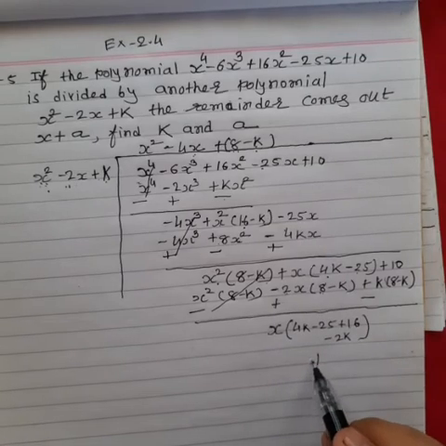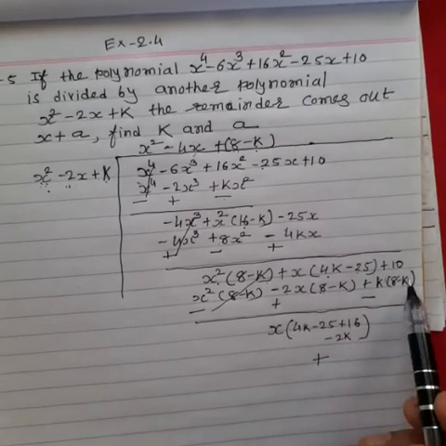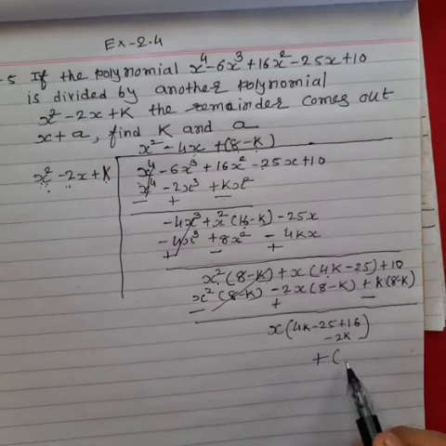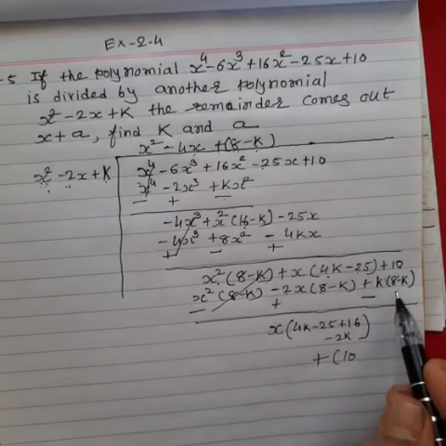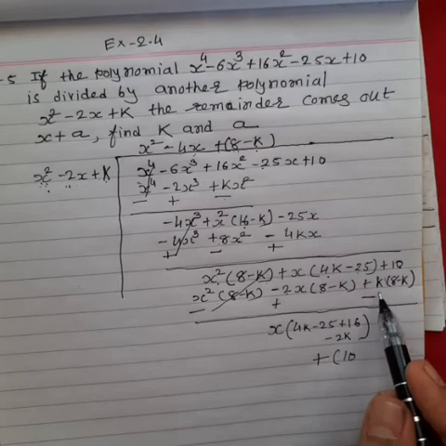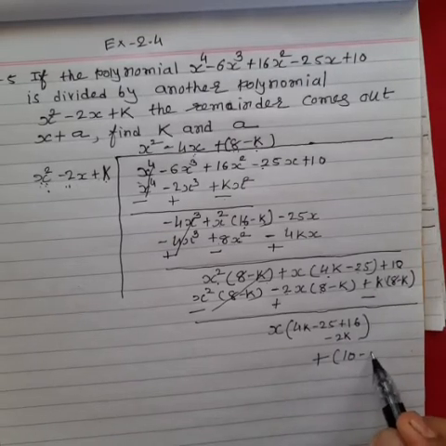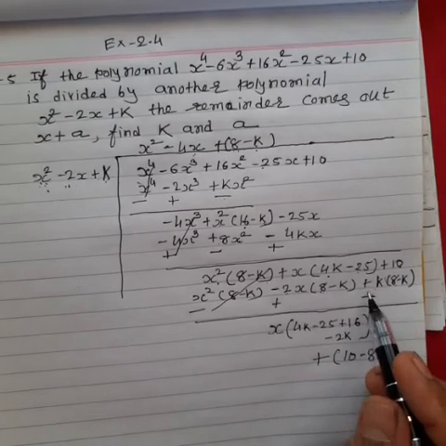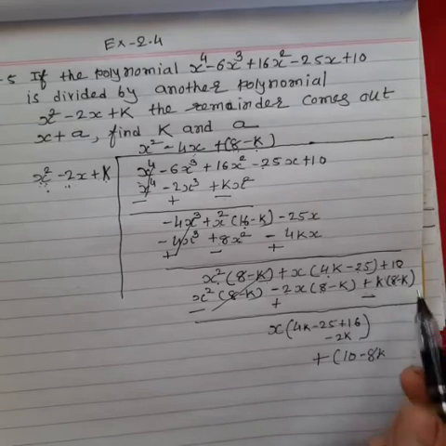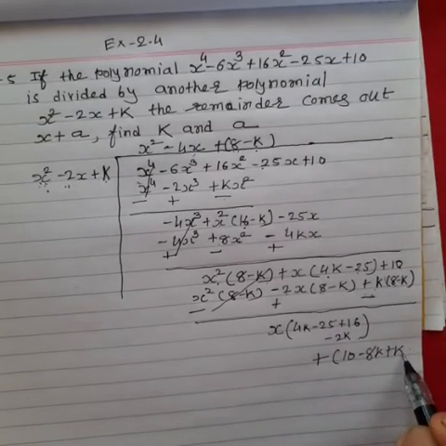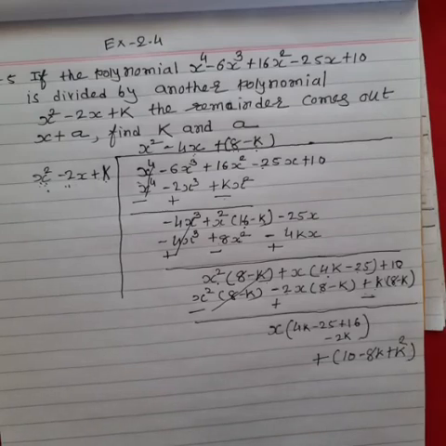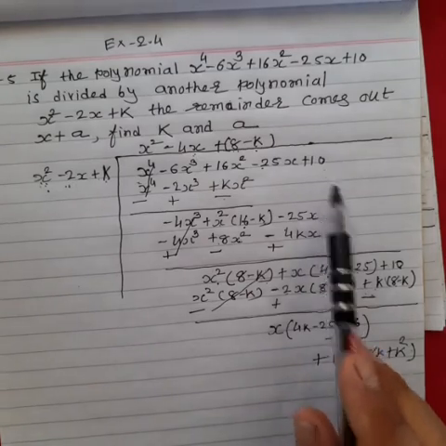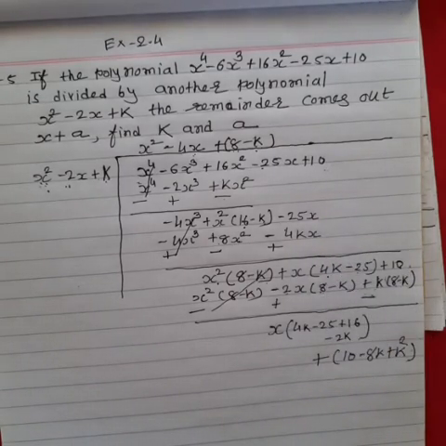Okay. And what about the constant? That is 10, minus 8k, minus k into 8, minus 8k, and minus into minus plus k square. Okay. So till the last term 10 we carry down, so further division is not possible. So these are the terms we get.